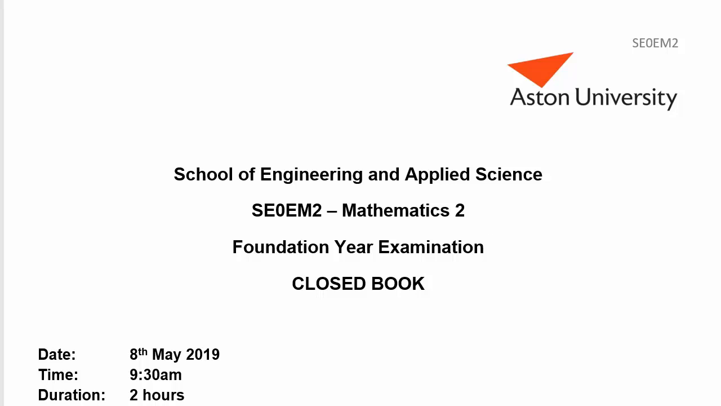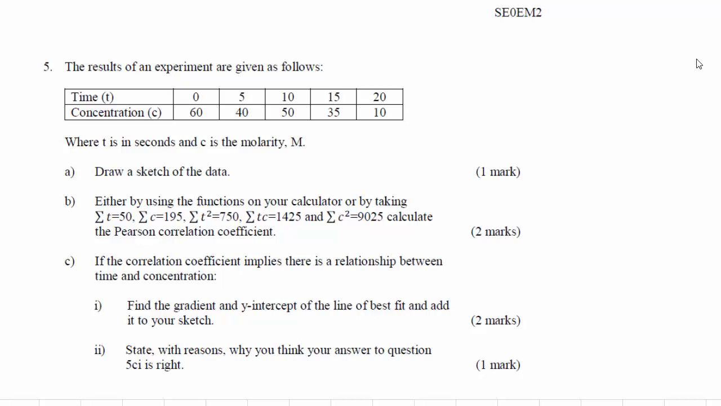Mathematics 2 End of Year Exam, 8th of May 2019. Question 5. The results of an experiment are given as follows. Time goes from 0 to 20 seconds and concentration goes from 60 down to 10 molarity. Part A, draw a sketch of the data.